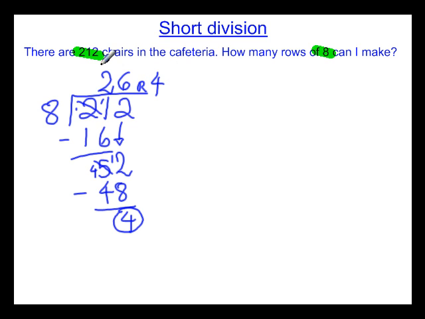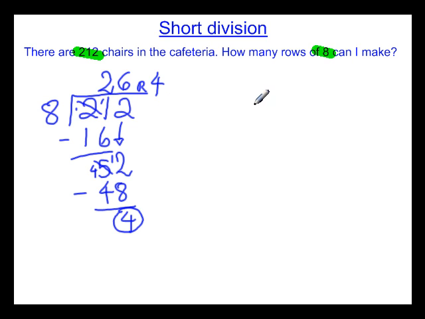So what that means is that we can have 26 rows of chairs in the cafeteria in groups of 8 and a remainder of 4. So you're going to have to figure out in real life what you would do with those 4 leftover chairs. You'd probably just have a few extra long rows. Okay, we've done it using long division. Now we're going to come over here and do it using short division.